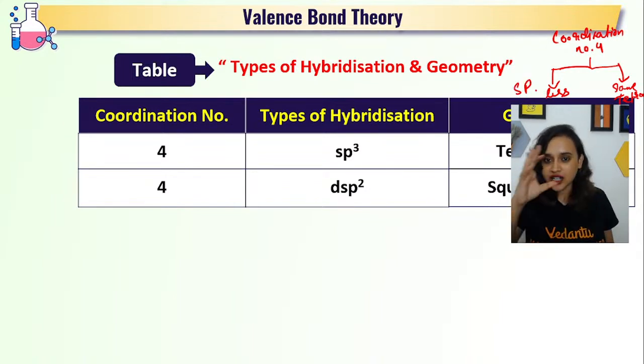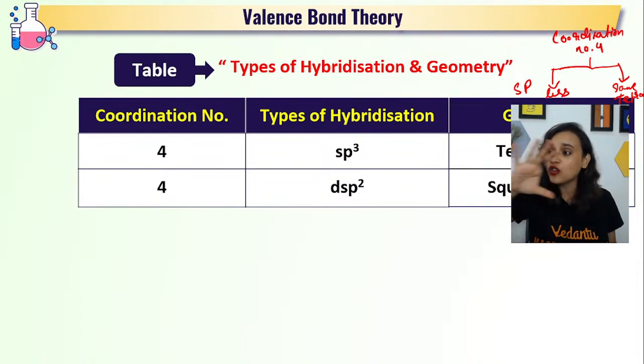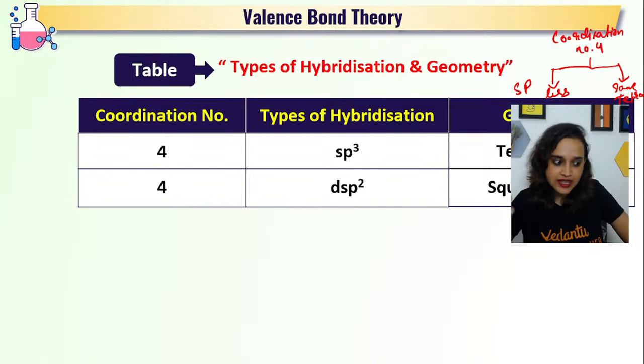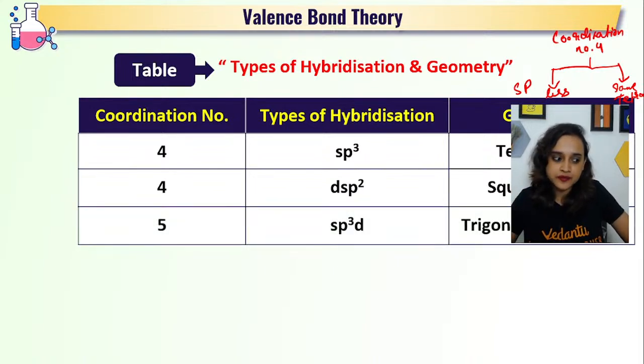Now, without actually going through calculations and everything, without making the whole notes and without drawing the diagram, you can easily find out what the shape will be, what the geometry will be. You just have to find the number of unpaired electrons and the magnetic moment, and that's it, done. Easy, right everyone? Just with two formulas, you can find it out.